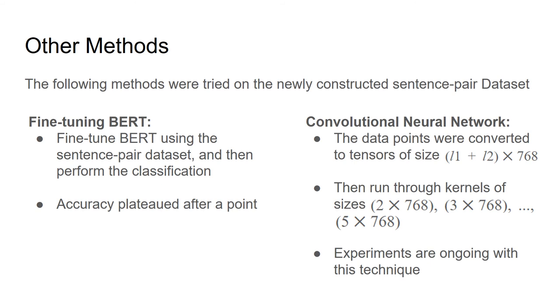The second approach was our take on trying to combine semantic and syntactic features, where we used a convolutional neural network approach. Again, we passed the sentence pairs through BERT, so we got tensors of size L1 plus L2 times 768. We then ran them through kernels ranging from kernel size of 2, 3, 5, all the way to 5 times 768. This was our attempt at trying to capture n-gram stylistic features. Experiments are still ongoing with this technique as we couldn't finish it before we submitted our solution, but we definitely want to see whether or not this would improve the overall performance for this challenge.